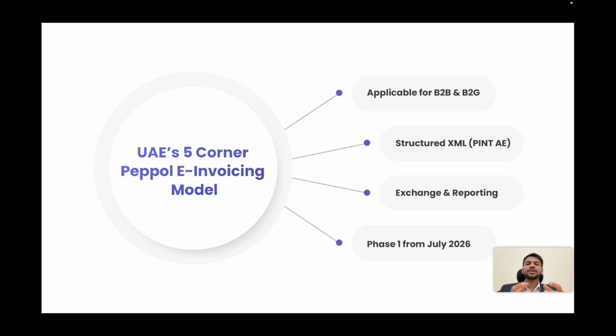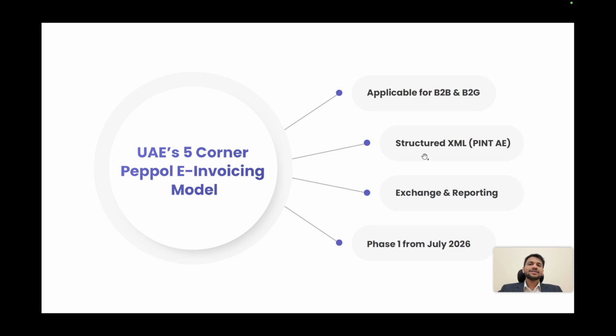For example, say you are in the retail segment and only have B2C sales, 100% of your sales invoices are B2C. Still, you have to onboard into the Peppol network because you have to receive purchase documents from your suppliers. In order to receive these documents, you have to be in the Peppol network to comply with the e-invoicing requirements in UAE.